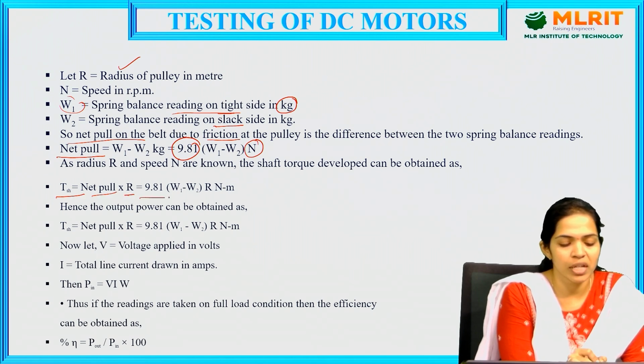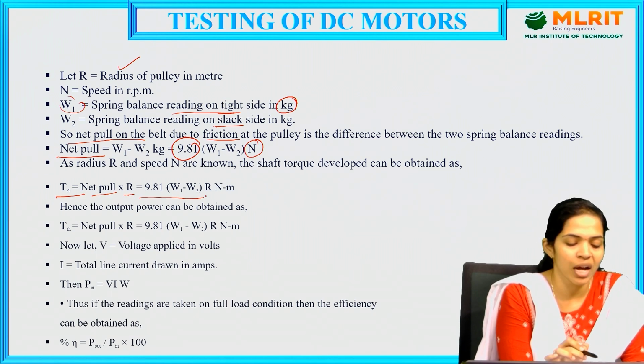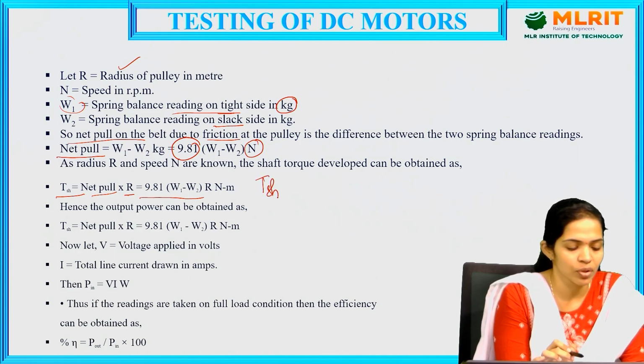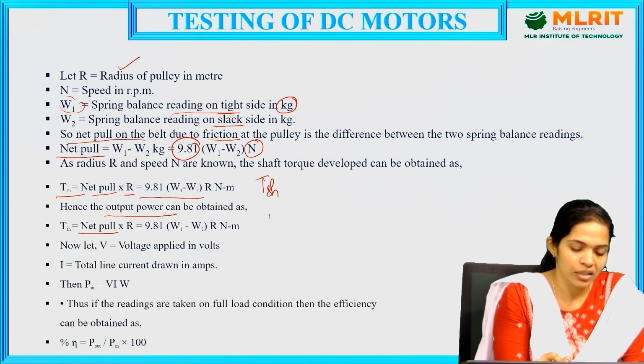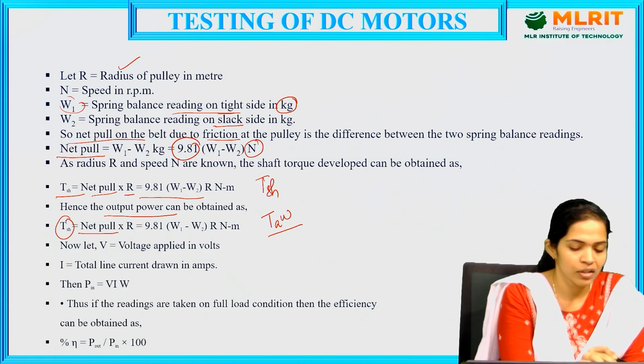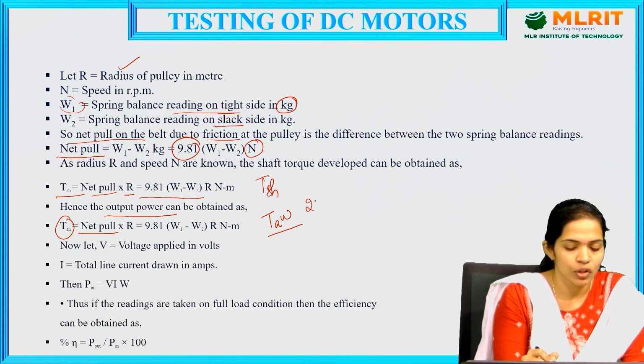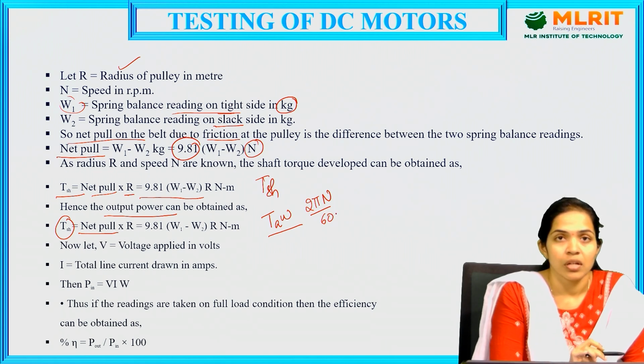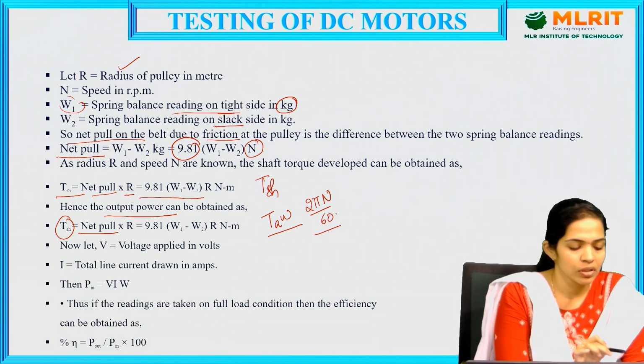From this we can calculate our torque as the net pull multiplied by the radius. The net pull is substituted here, multiplied by R, which is our shaft torque, or the torque exerted on the shaft of the motor. Hence the output can be obtained as net pull multiplied by R. We also know that the mechanical output is nothing but T into omega. We got the torque here, and omega is 2 pi N by 60. So this is the mechanical output.